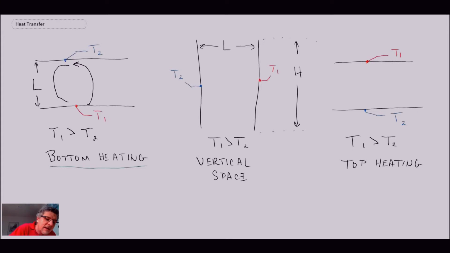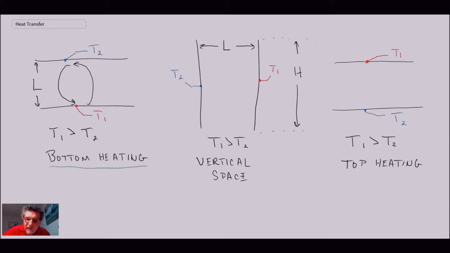That's not a very good arrow, let me redo that. What we then find is we get these cells developing, and we refer to those as convective cells that exist within the enclosed space. That's what happens with bottom heating. There's a certain temperature differential before that begins to take place. Below it, it won't take place, and we'll be talking about that in the next segment.